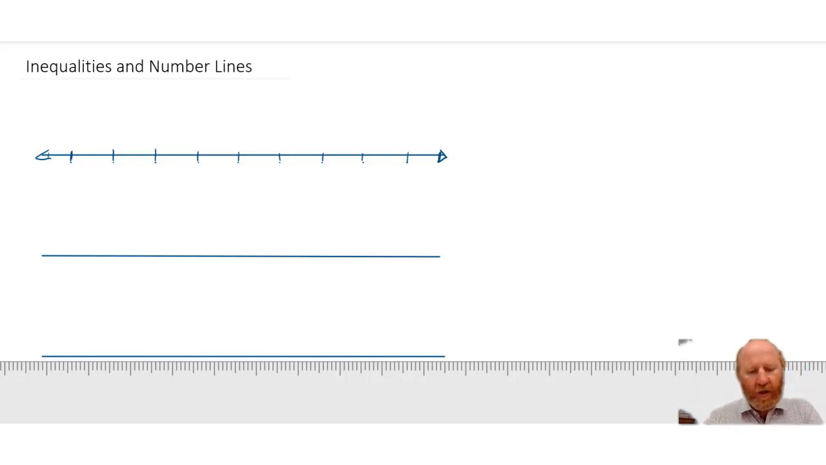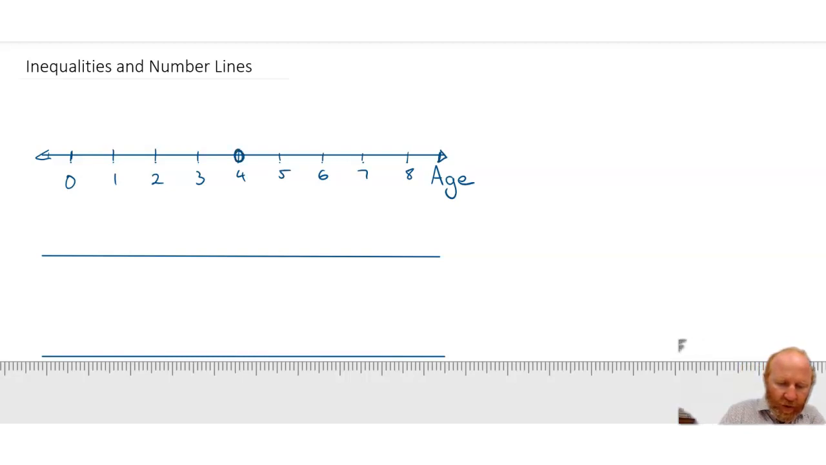So let's look at using an inequality and a number line. A real-world situation might be something like a ride at an amusement park that says to go on this ride you have to be 4 years old or older. So that would be a ride where what we're measuring is someone's age. And we could start at 0 and have 1 and 2 and 3, 4, so on like that. And to show this on the number line, we would circle that.